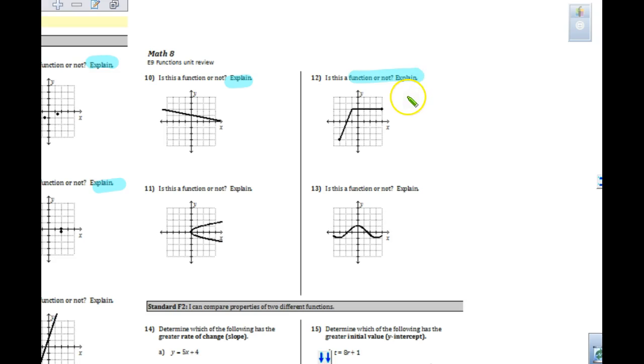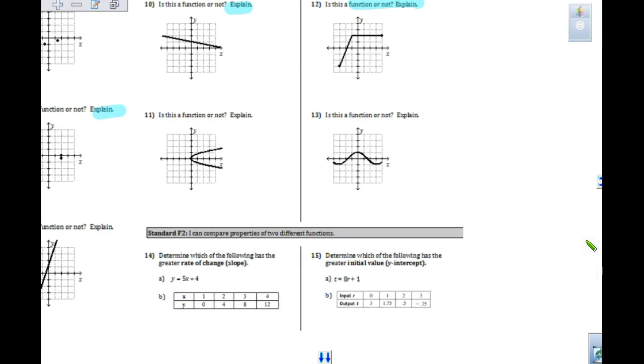So on the test, I sometimes have people say, yes, it's linear. It's not the question. The question is, is it a function? So you need to determine the difference in those, okay? As you look at that next part, taking a look at 10 to 15, this is where I'm asking you to compare the properties. Which one has a greater rate of change? Which one has a greater y-intercept as you are looking at those?